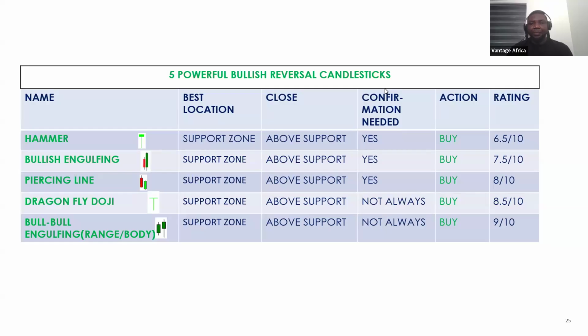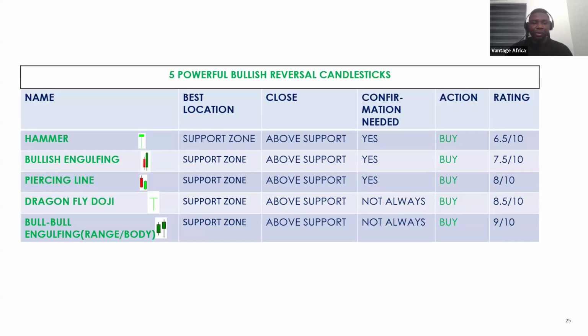Good evening, everyone. We're going to be talking this evening about candlestick formations and basically price action patterns, right? And when we talk about price action, most of the time we are referring to candlestick formations. How does a candlestick form?